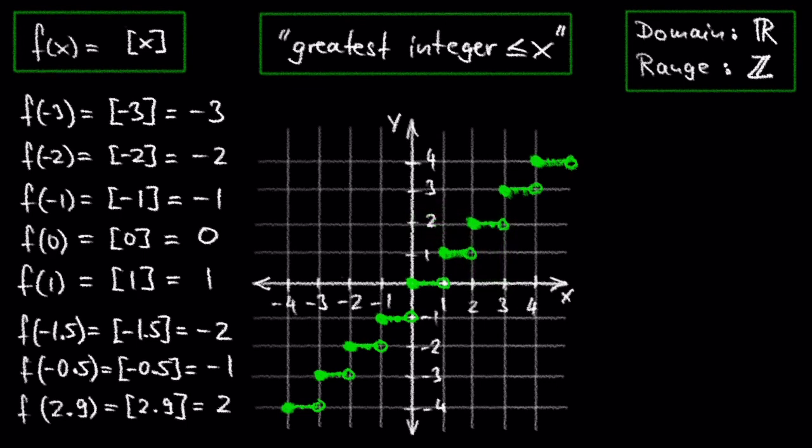So if we could plug in all real numbers, we would get this graph, which goes on forever in both directions. Recall that the closed circle indicates that the number is included, and the open circle indicates that the number is not included. Now you see why we also call the greatest integer function the step function.